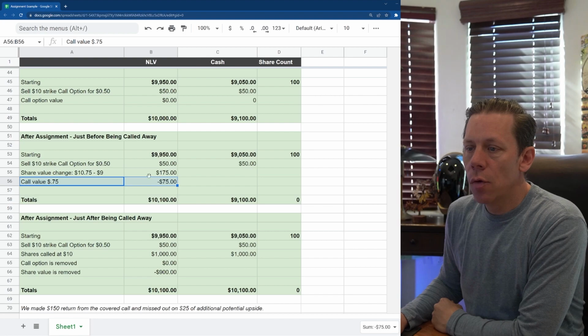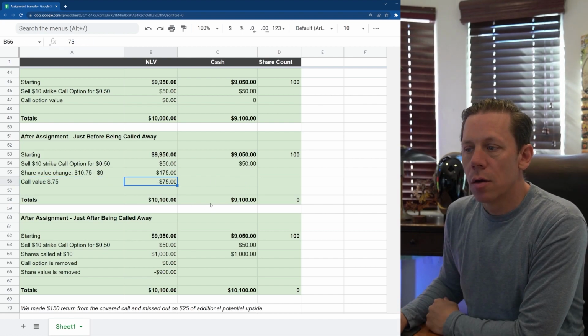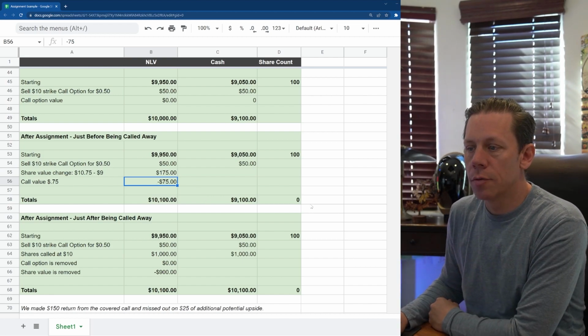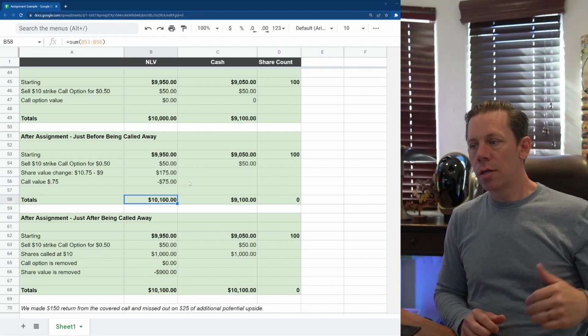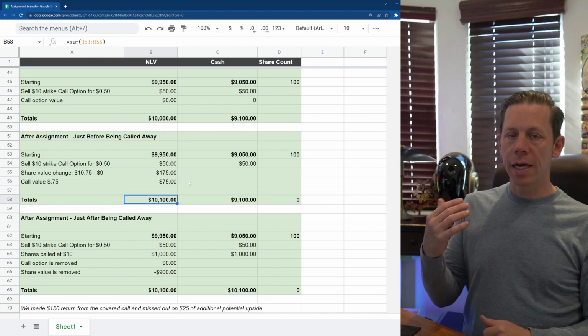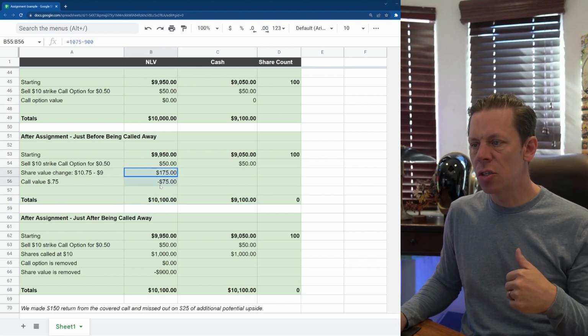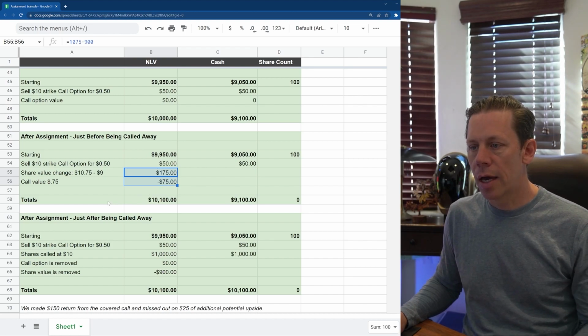Okay, but here we have these adjustments. We're making $175 on the stock. We're losing, or we'd have to pay, $75 to close the call option. So our totals now: we have a net liquidation value of $10,100 and we have cash of $9,100. The cash value didn't change. We're just talking about changes in the equities in the account.